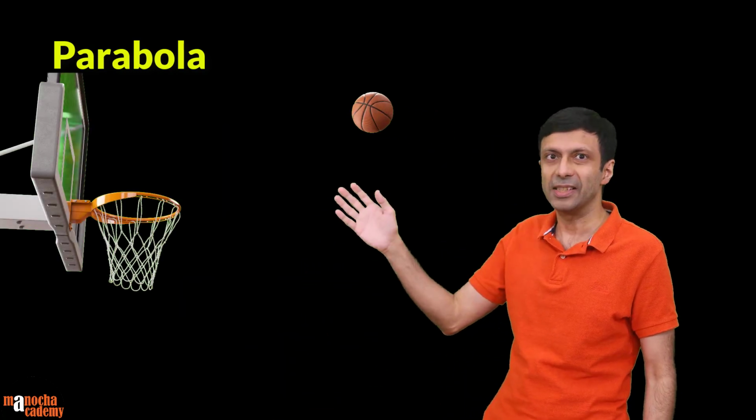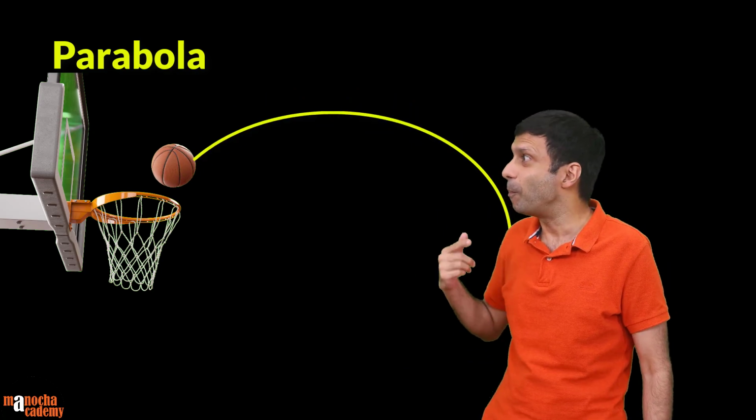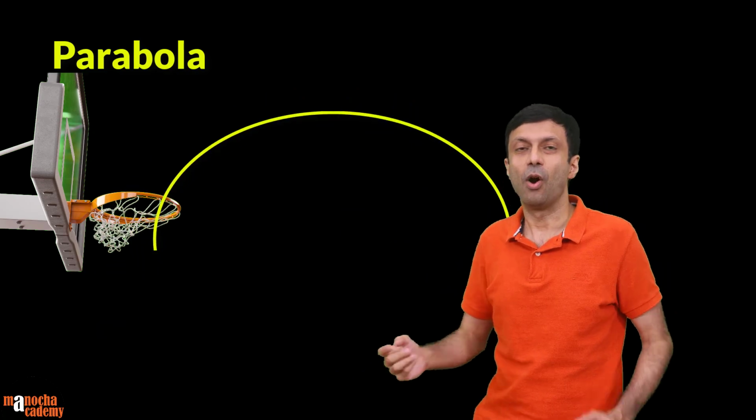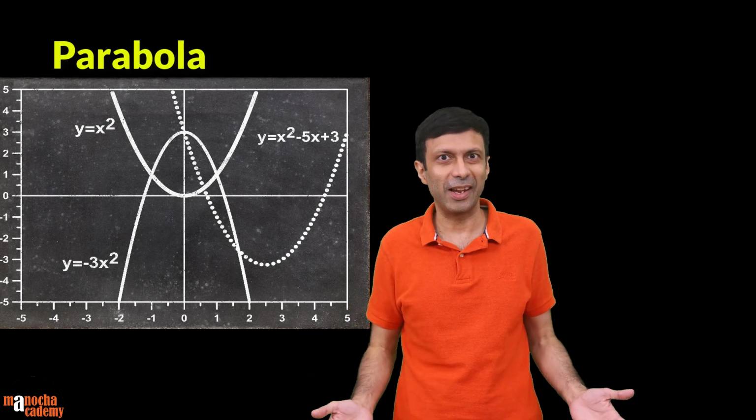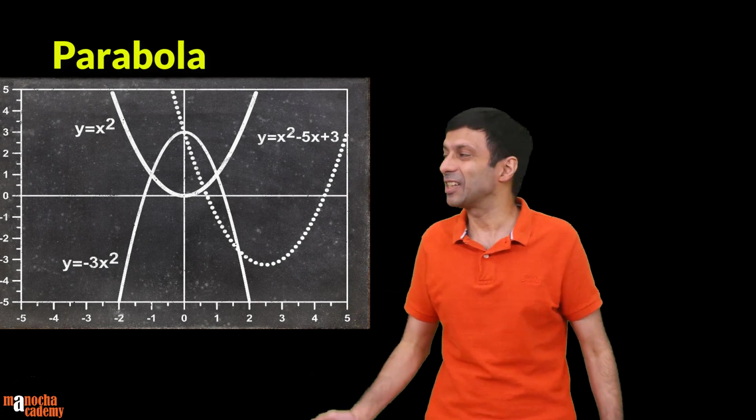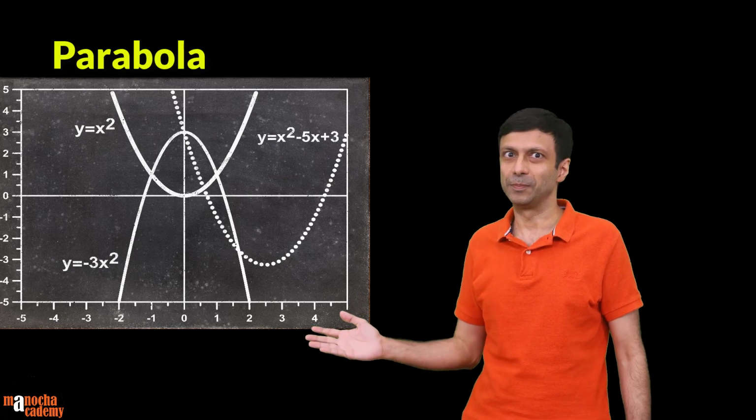Hola! Do you know what is a parabola? A parabola is an open curve that looks something like this. You might have heard of parabolas in physics. When you do projectile motion, where we throw a ball like this, we say it follows a parabolic curve. Or in mathematics, what does the graph of a quadratic equation look like? That's right, it has the shape of a parabola.